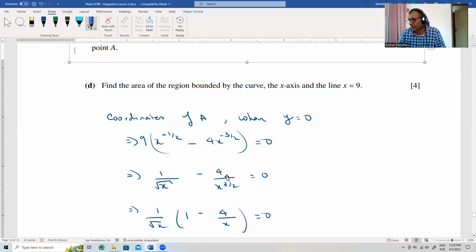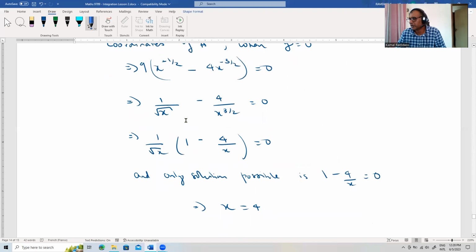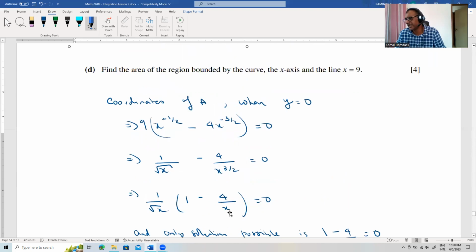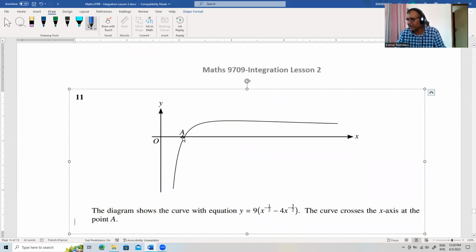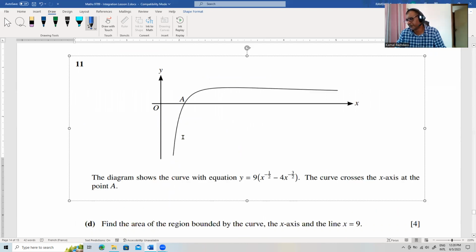1 over root x minus 4 over x to the power of 3 over 2 is equal to 0. Et je take 1 over root x outside, je gagne 1 over root x multiplied by, between brackets, 1 minus 4 over x est égal à 0. Bon, either 1 over root x est égal à 0, et ça est possible seulement quand il est infinity. Ça veut dire, je peux éliminer. Ou 1 minus 4 over x est égal à 0. X, ça veut dire, est égal à 4. Ça veut dire, je connais que A has coordinates (4, 0).